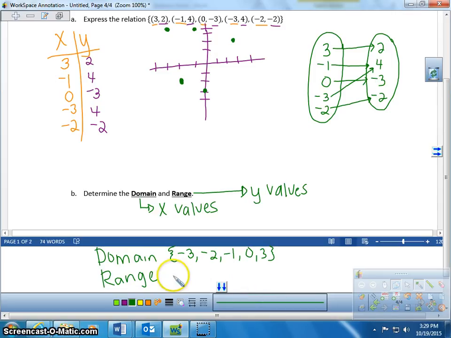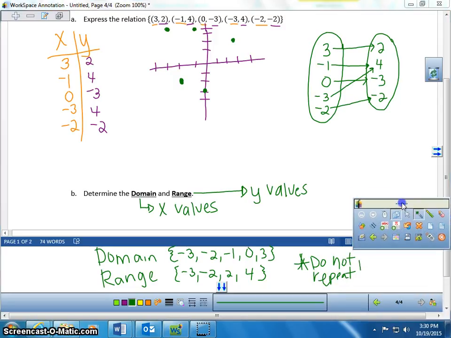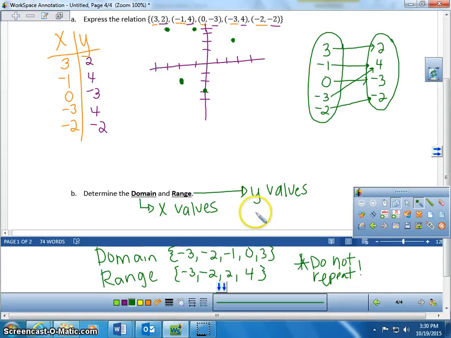And then lastly, I'm going to do my range, the same way. So I'm going to draw a brace, and you're going to go in numerical order from smallest to greatest. So my smallest is -3, -2, 2, and 4. Again, I do not want to repeat my values. And also remember, least to greatest.